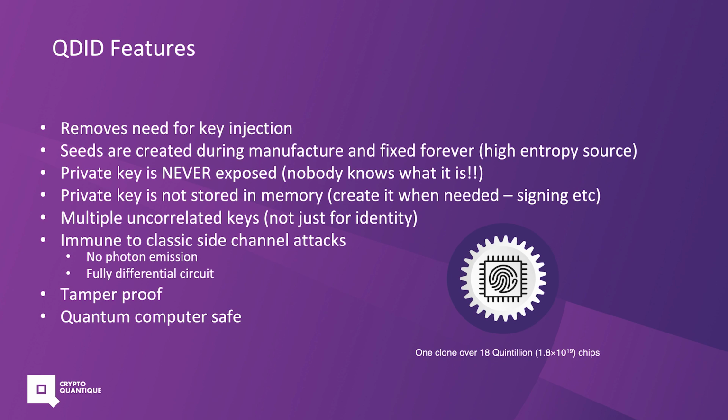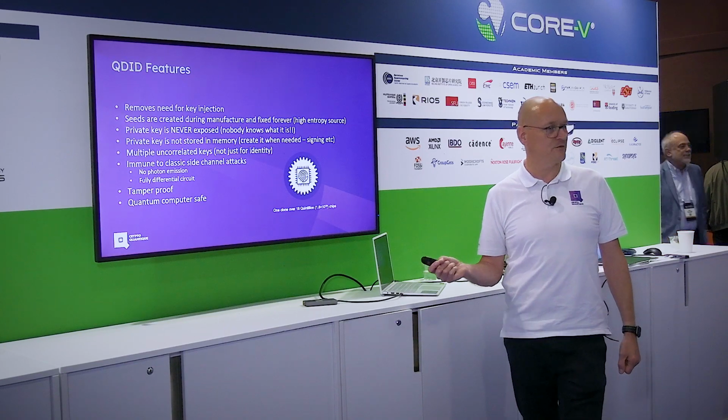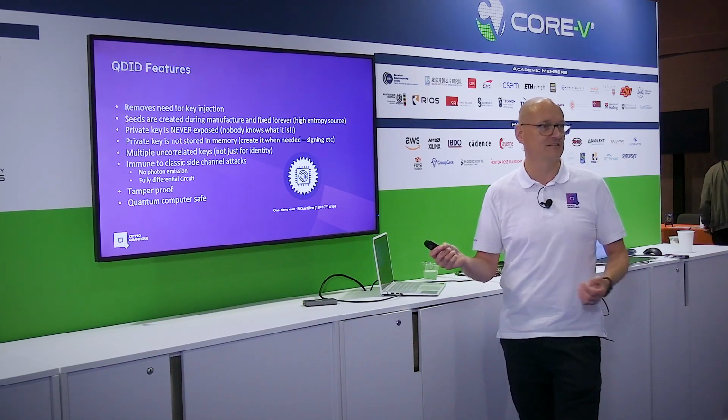And because of how QDID is architected, we're immune to the classic side channel attacks, glitches, photon emissions. You can't decapsulate the wafer and look at it because all you'll see is an array of transistors. You're not going to be able to see the tiny differences that are giving you different currents. So it's tamper-proof. It's quantum computer safe. With current quantum computers, you can't calculate that kind of variability in the process because even neighbouring devices on the wafer will give you different seeds.